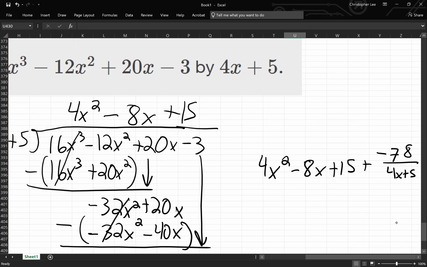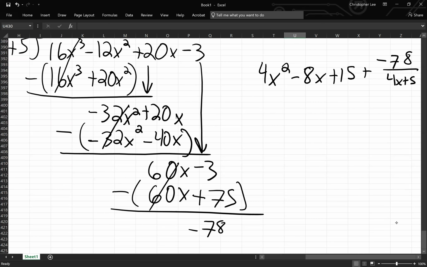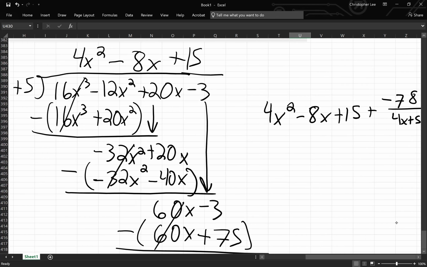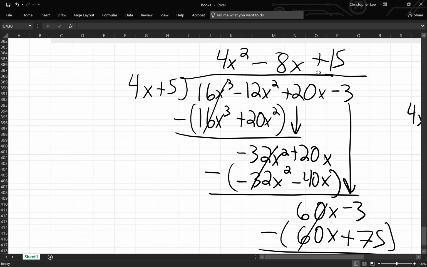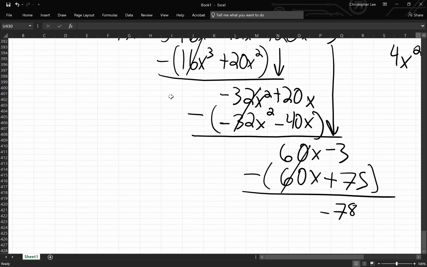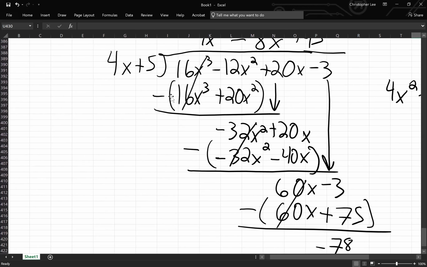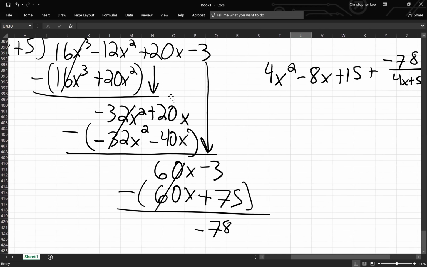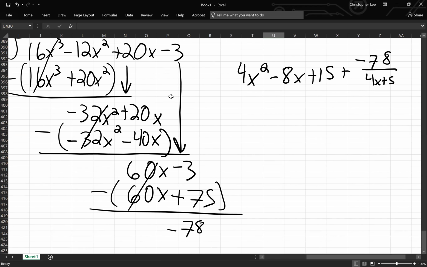Questions on this, anybody? So that one was the 15 up here, 15 times the 4x, and then 15 times the positive 5 to get the 75. And then you just subtract it.